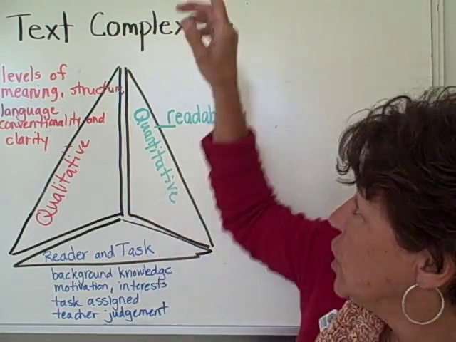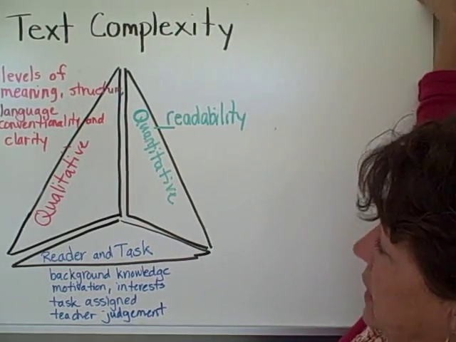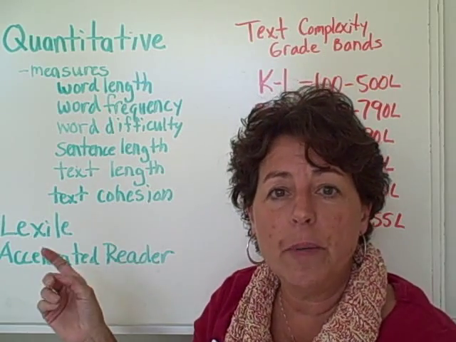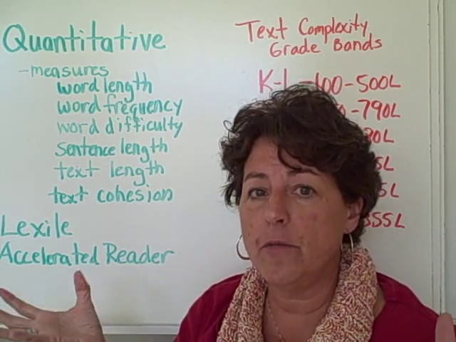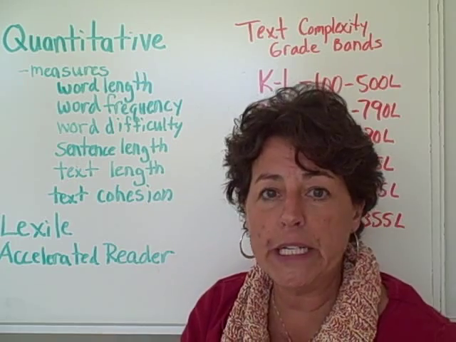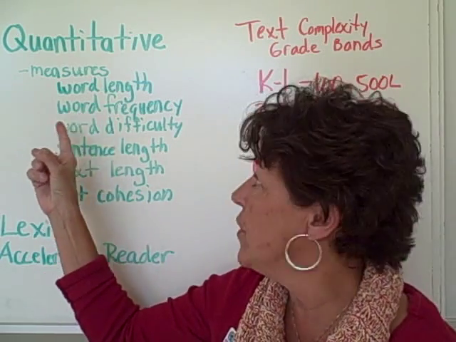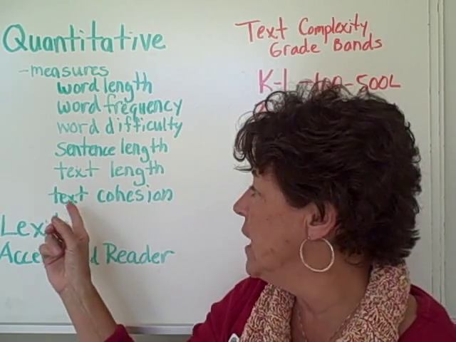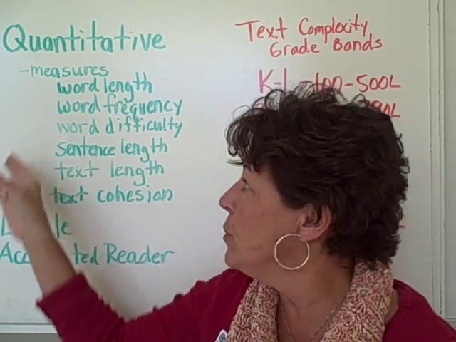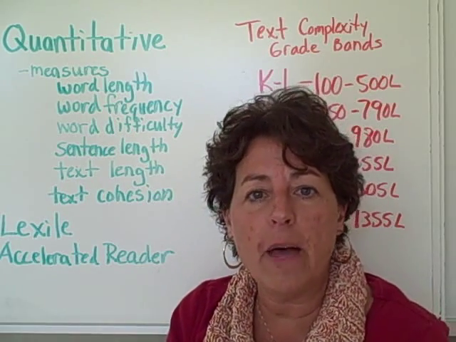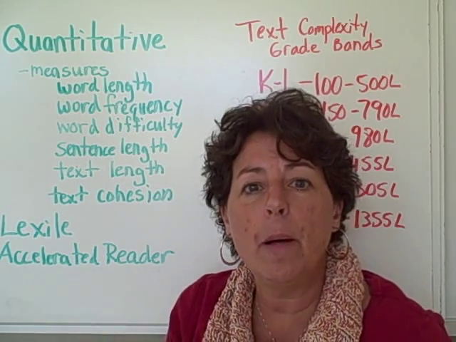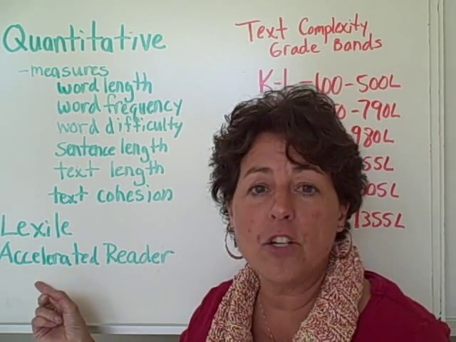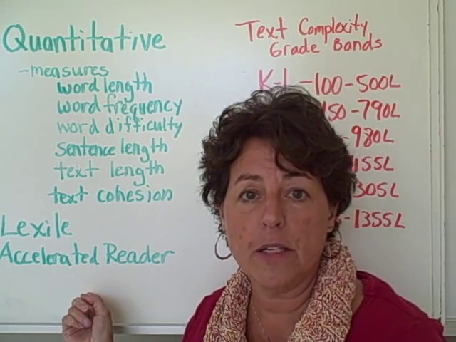Let's first look at the quantitative, which is the readability. When you're thinking about quantitative and readability, you're talking about some kind of mathematical formula where you put in things: word length, word frequency, word difficulty, sentence length, text cohesion. You can put all of these things into a formula and it's going to come up with a number, what we know as a Lexile or ATOS, which is what Accelerated Reader uses.